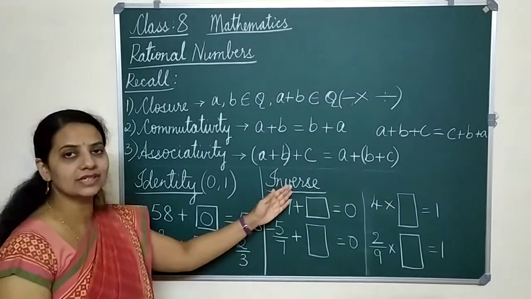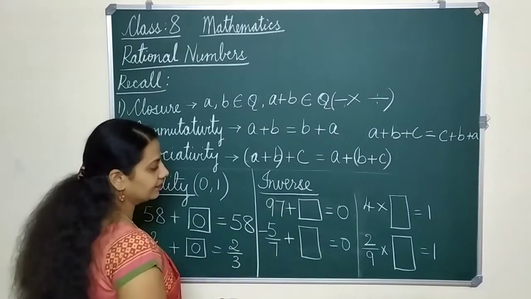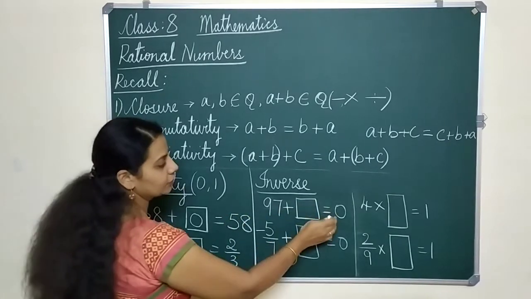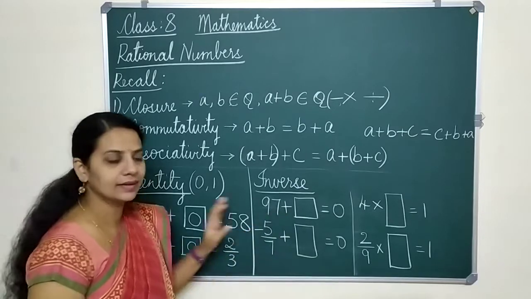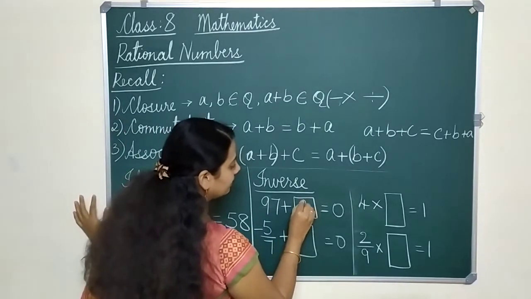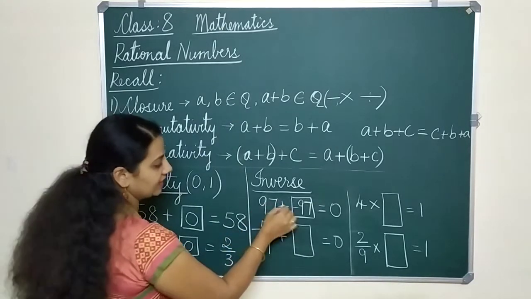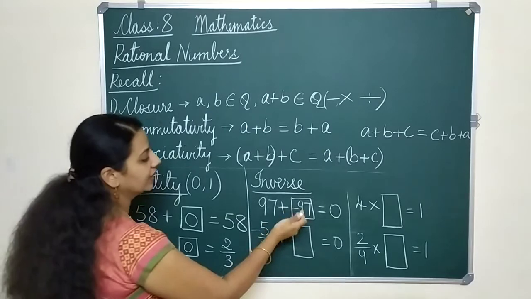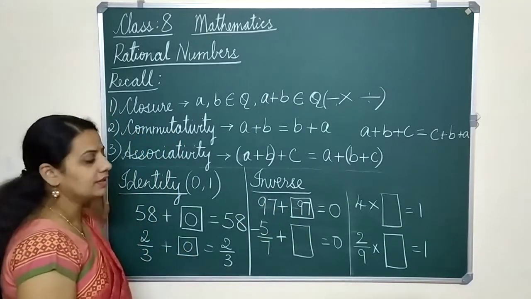Now coming to inverse. Consider any number, say for example 97. If I add some number to this, you should get the answer as 0. So which number is that? It is minus 97. So 97 minus 97 gives you 0. So we can say minus 97 is the inverse of 97.